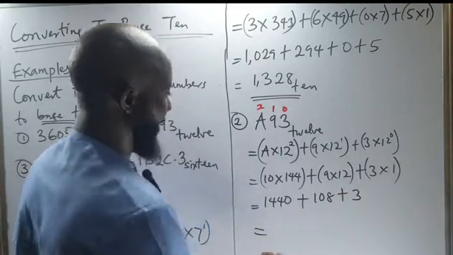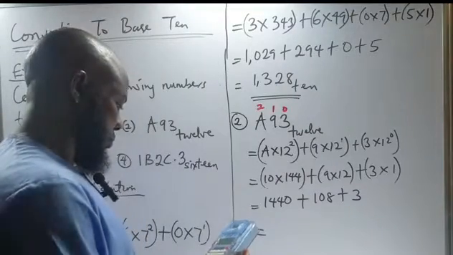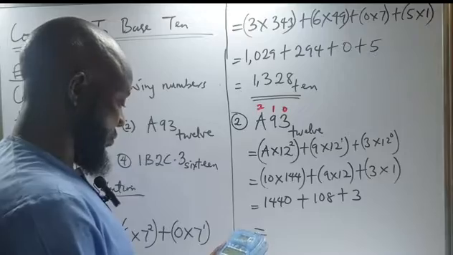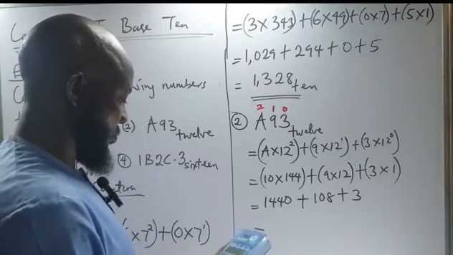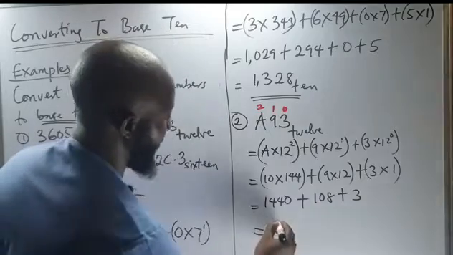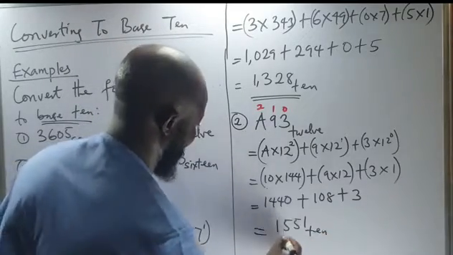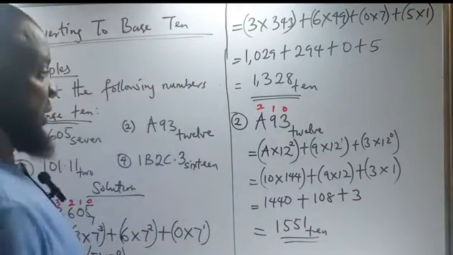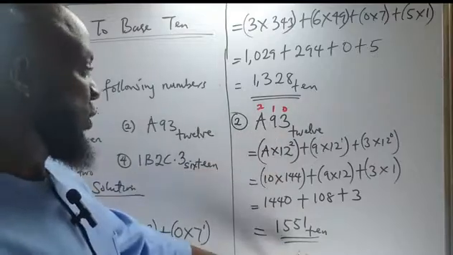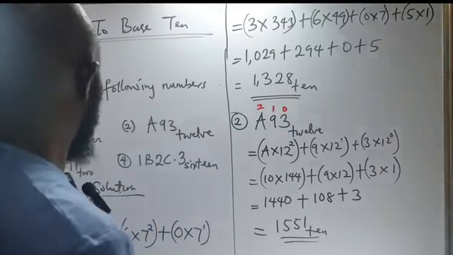Add everything together. So we add everything together here. That is 1551 base what? Base 10. So you can see we are able to convert base 12 to what? Base 10. Right. So that is that on this. So move to number 3.